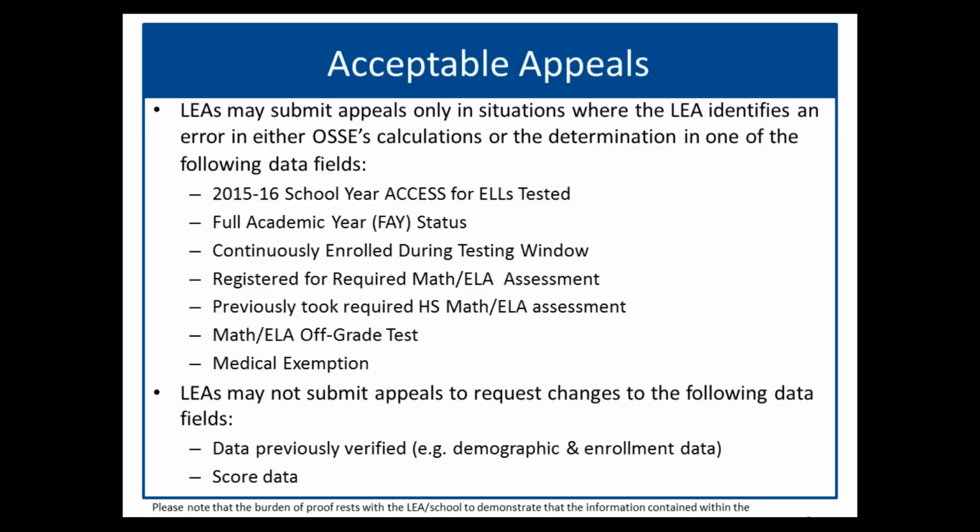And then to make a few additional points, in the case where the supporting documentation submitted does not meet the requirements and does not allow OSSE to approve the appeal, OSSE is not obligated to request additional information or follow-up information from the LEA. The burden is on the LEA to demonstrate that the appeal should be approved in the initial appeal window. And then finally, no late appeals will be accepted. The deadlines provided here and in the guidance are hard deadlines.